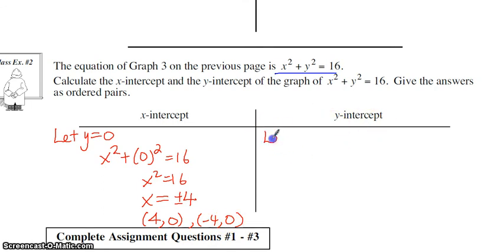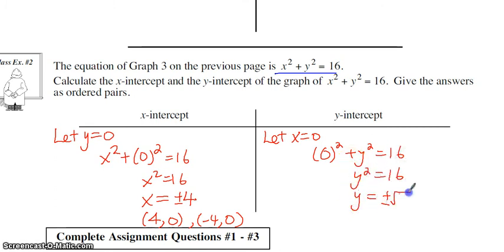And then for the y-intercept, you let what be 0? You let x be 0. Plug this in here: 0 squared plus y squared equals 16. Sometimes it's just the same thing. But when we write the coordinates, be careful because this time this is y. x is 0. So you write (0, 4) and (0, -4).